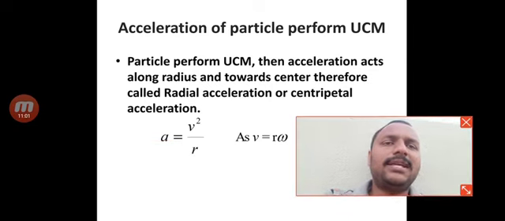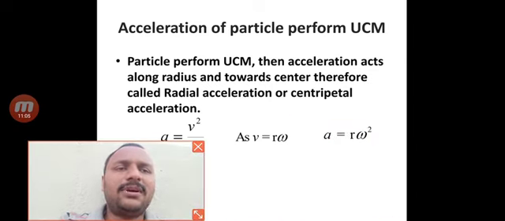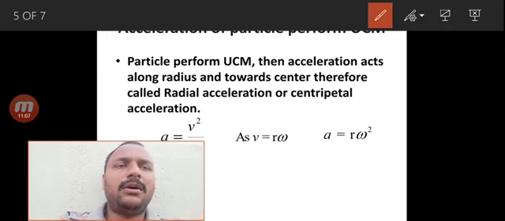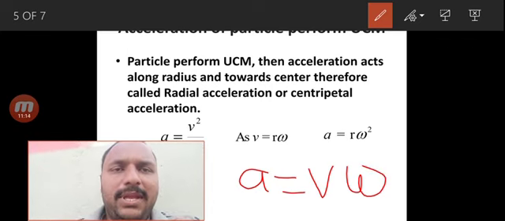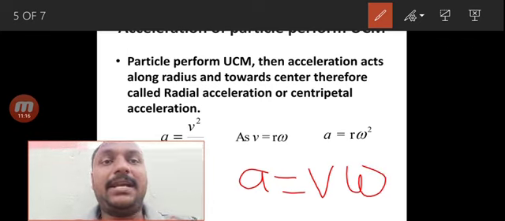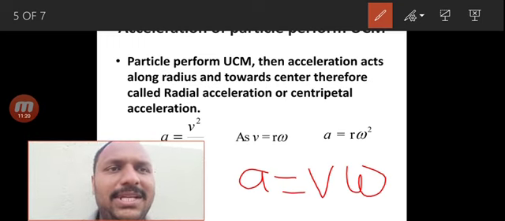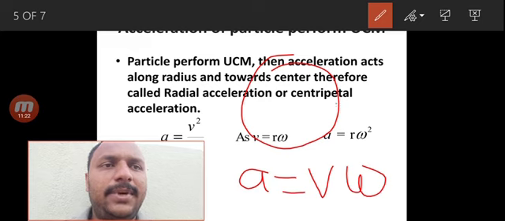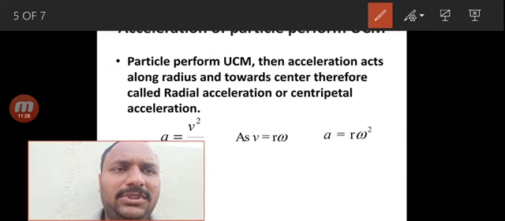First formula is a = v² / r, and the second formula is a = rω². Also we know this formula, a = vω. Okay, these are the formulas of centripetal acceleration, or we can also say radial acceleration. Why do we say radial? Centripetal means toward the center, and radial means along the radius. Therefore we say that this is a radial acceleration.